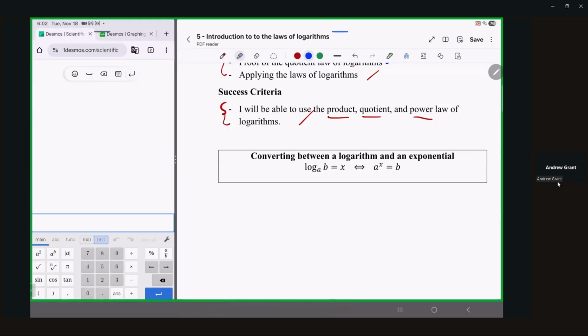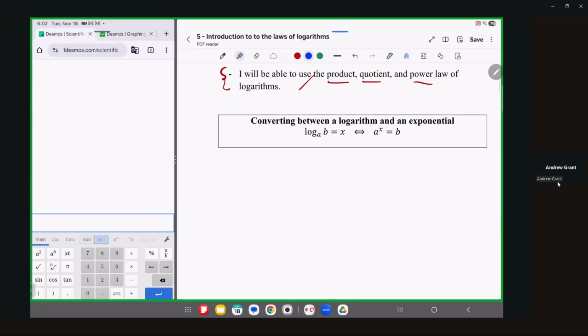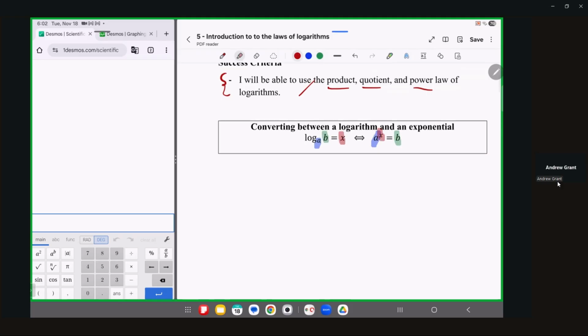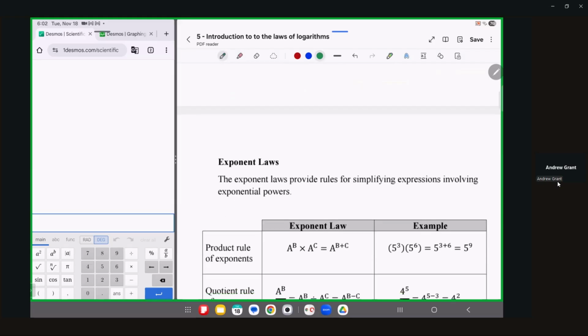Okay, so if you want to convert between a logarithm and an exponential, so if you have, say, log base a of b is equal to x, that's the same thing as a to the power of x is equal to b. Again, an important component for evaluating and simplifying these things down.